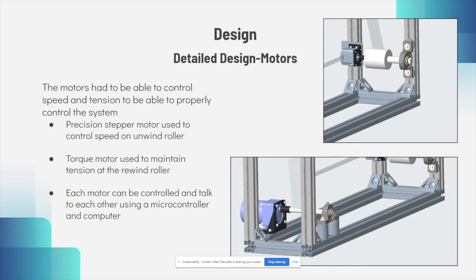When it came to choosing the motors, they needed to satisfy a few constraints. They needed to be able to control the speed and tension of the system, which means that they also needed to be able to talk to each other. A stepper motor was chosen for the unwind roll because it has a large range of speeds and is able to maintain a constant velocity. A torque motor was chosen for the rewind roller because it's able to apply a constant force on the substrate and change as the width of the roll changes. Both of these motors also come with their respective control boards, which allow for signals to pass between them using a microcontroller.